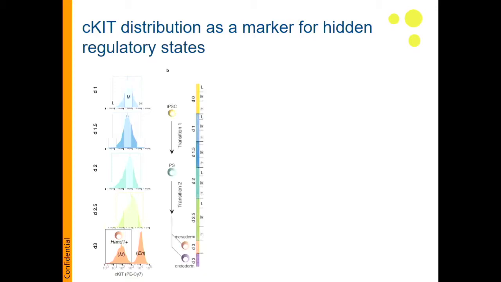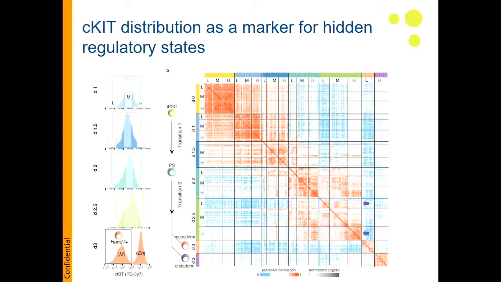So what we did here is to collect single cells from different parts of the distribution. So you have CKIT low cells, medium cells, high cells, sort them out into individual 96 well plates, and perform single cell qPCR for the same 96 genes. So what you see here is for day 0, whether it is low, medium, or high cells, there is a very high correlation between all cell types, meaning there is no information in this distribution.